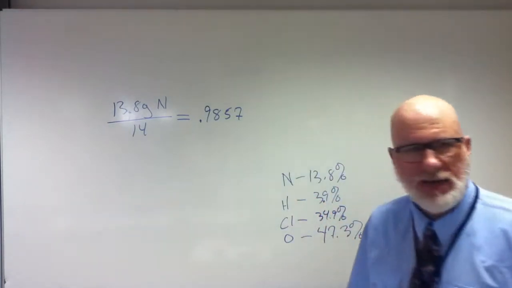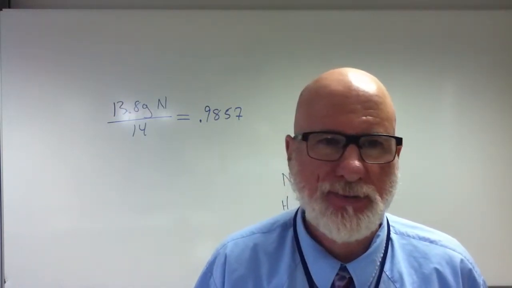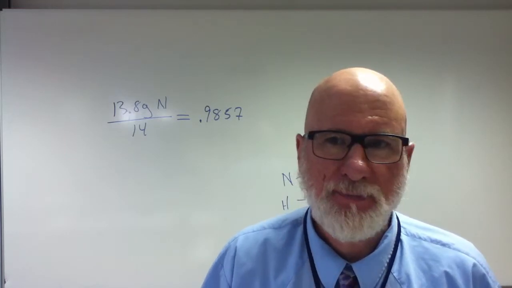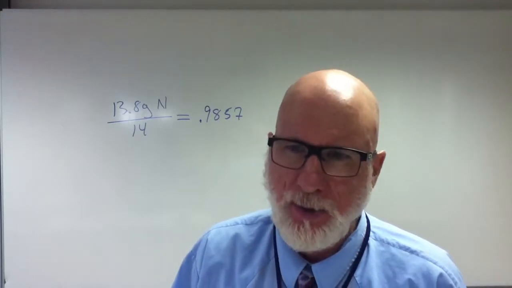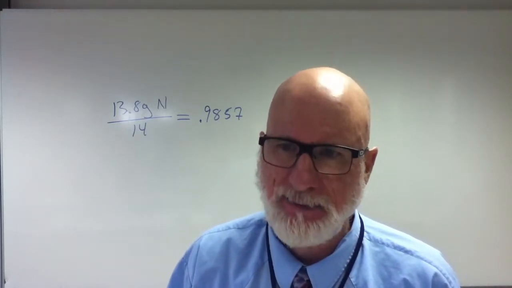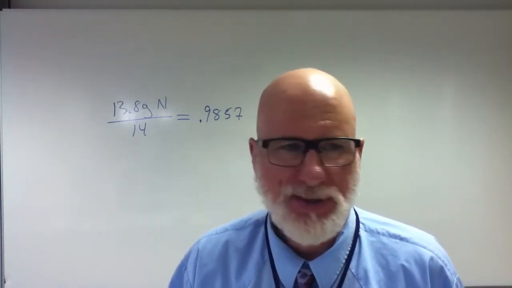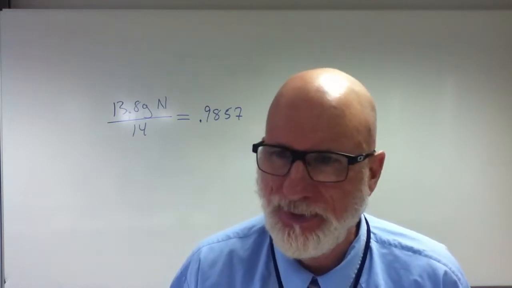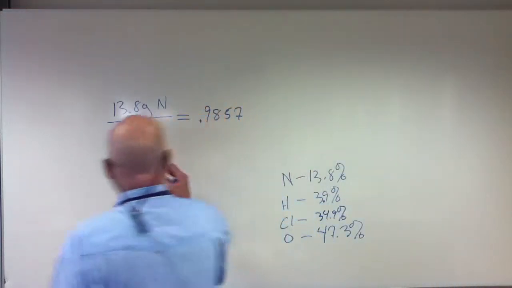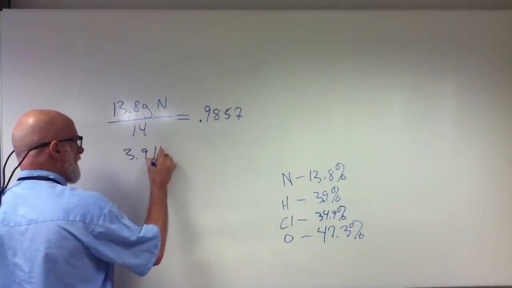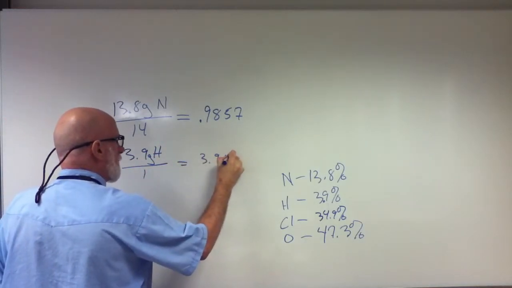How many moles of hydrogen do I have? That should be an easy one. How many moles of hydrogen do I have? 3.9. You don't want to round that to 4. You want to keep it as 3.9, okay? You want to keep as many significant figures as you can. 3.900 is really what you want, but the 00 doesn't matter. But you don't want to get rid of significant figures, okay? Randy, you all right with that? So it would be 3.9 grams of hydrogen divided by 1 equals 3.9 moles.